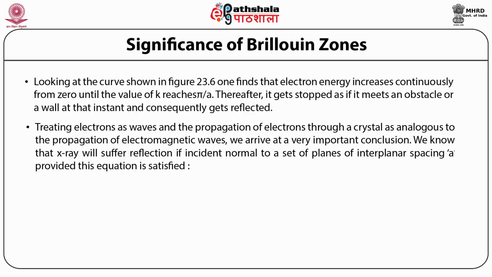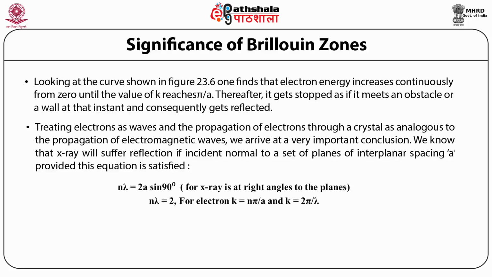We know that an X-ray will suffer reflection if incident normal to a set of planes of interplanar spacing small a, provided this equation is satisfied: n lambda is equal to twice a sine 90 degrees, for X-rays at right angles to the planes.